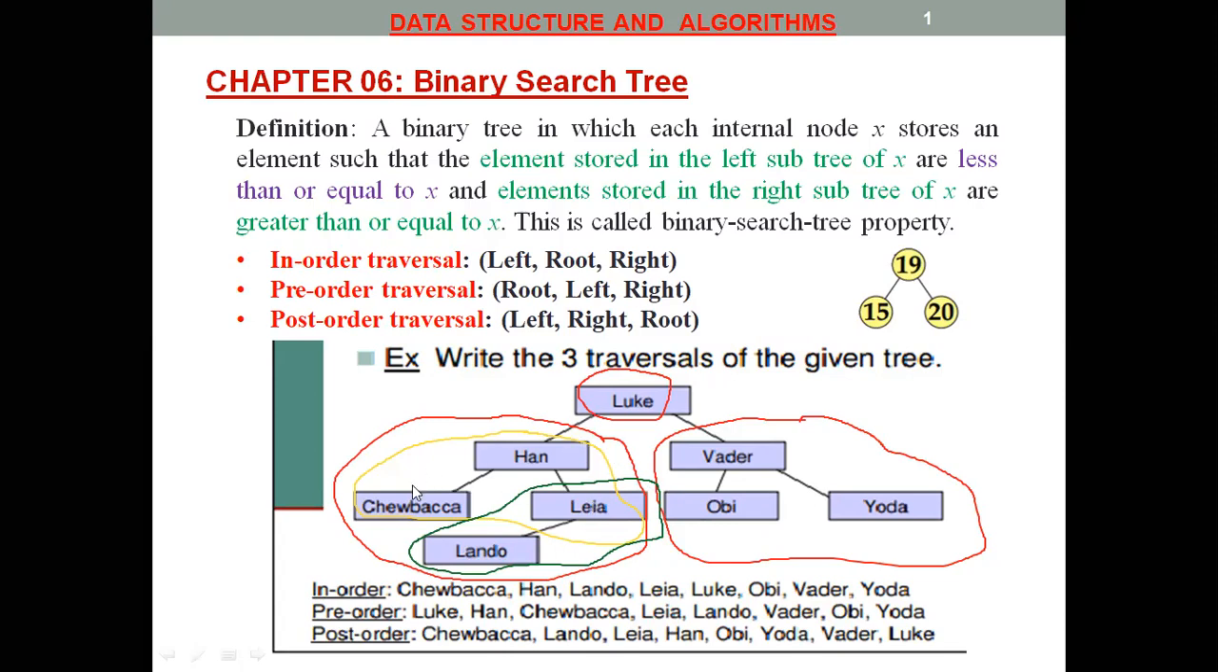So now this part is finished. All the left side is finished. So you go to the root here. The main root is look. You write the look here. Then after that, we are going to solve the right side. Okay, on the right side, we have three things again. So it is very easy. Left, root, right. Just write left, root, right. So the left is oba, vada is the root, and then yoda is the right.